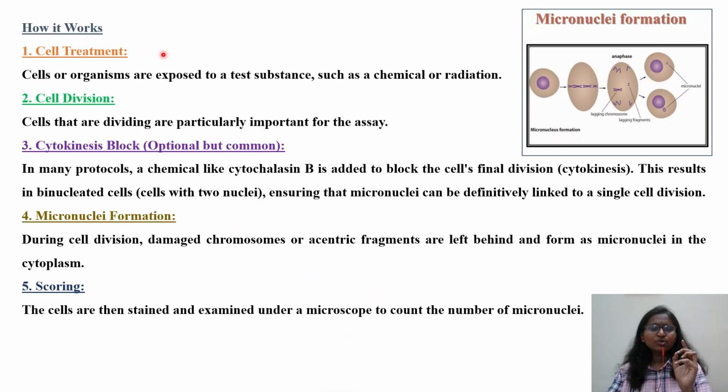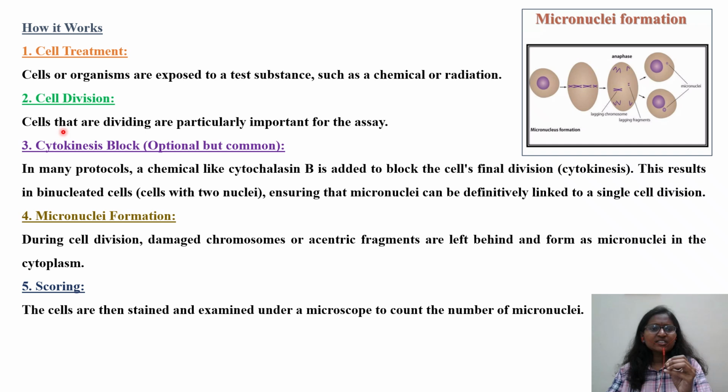So how this micronucleus assay works: there are five steps: cell treatment, cell division, cytokinesis block, which is optional, then micronuclear formation, and the fifth one is scoring. So understand what cell treatment is. Cells or organisms are exposed to a test substance. Here the test substance is nothing but the chemical which is causing the DNA damage, or it might be radiation. Radiation also causes DNA damage, right?